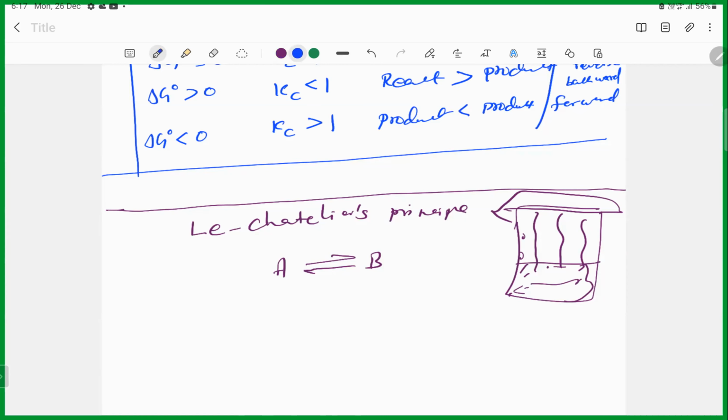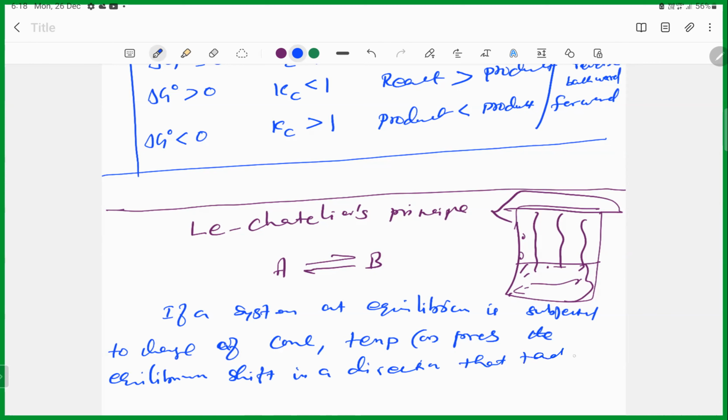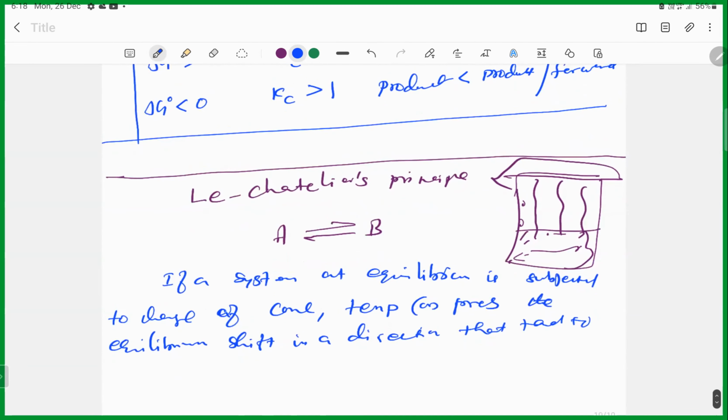Whatever change you make, it will behave this way. So what is the principle? If a system at equilibrium is subjected to change of concentration, temperature or pressure, so the equilibrium shifts in a direction that tends to undo the effect of the change.